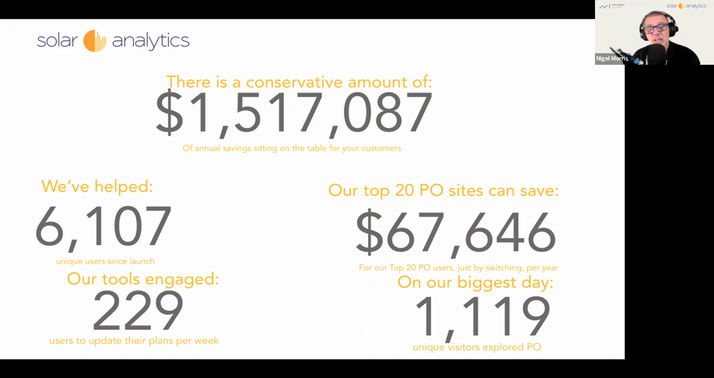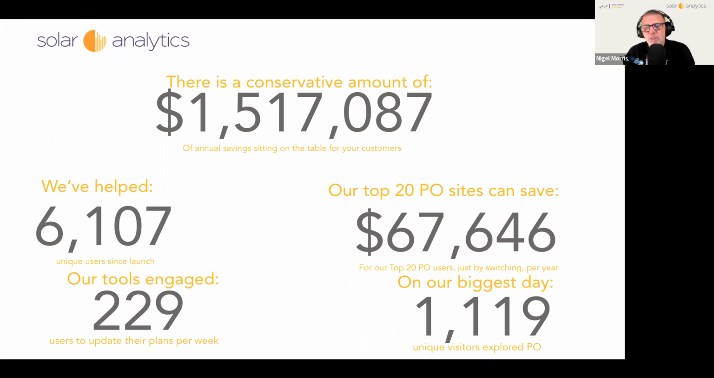The other thing that's really cool is I did some quick numbers just the other day, and of course this changes regularly, but I did a quick sum of the money that is left on the table for our solar owners through the calculations that we've done with Plan Optimizer. And as you can see there, $1.5 million worth of annual savings are sitting on the table, waiting for you and us to deliver to those customers simply by switching to a better tariff.